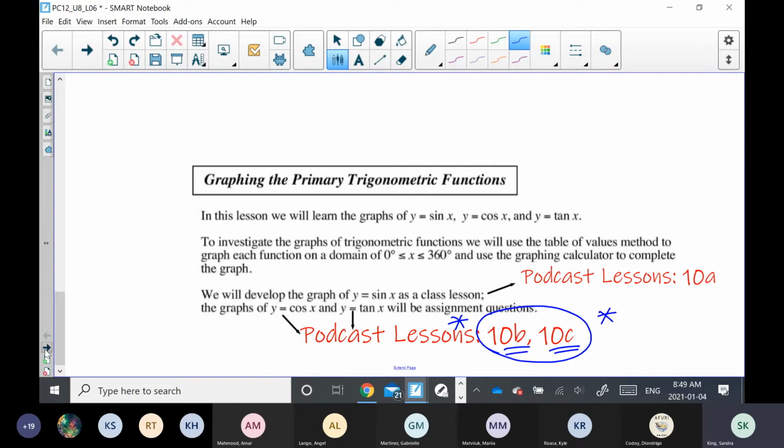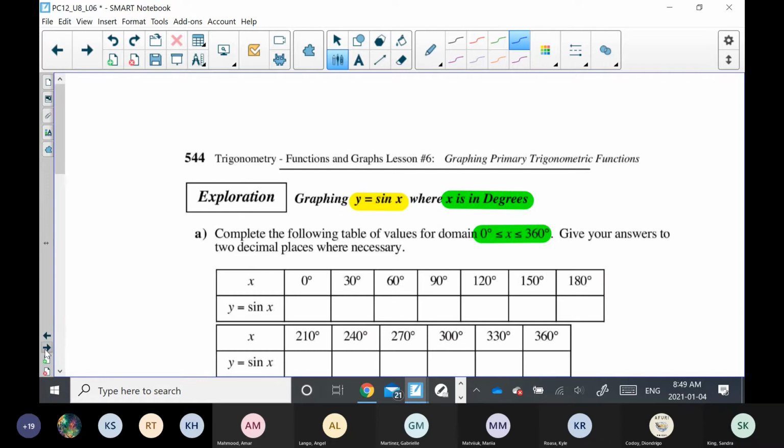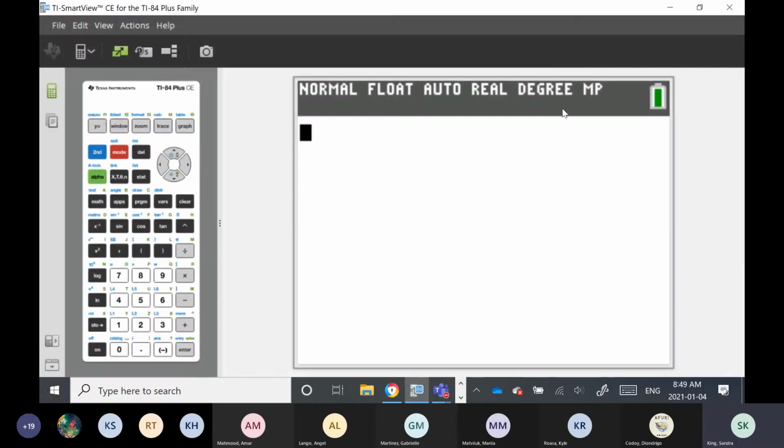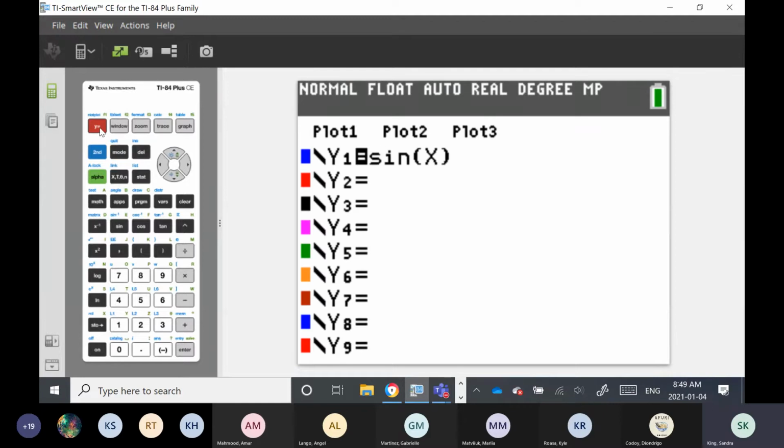Okay, let's actually do the graph of sine. We're going to do an exploration of what the graph of y is equal to sine of x looks like. First of all, it says that it's in degrees. So if everybody could take out your calculators and make sure that your calculator is in degree mode, go to y is equal to, and type in the graph of y is equal to the sine of x.